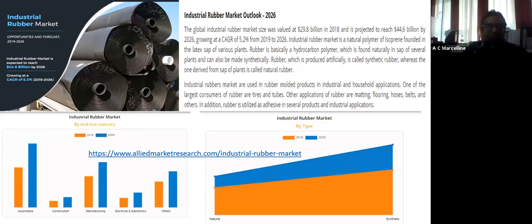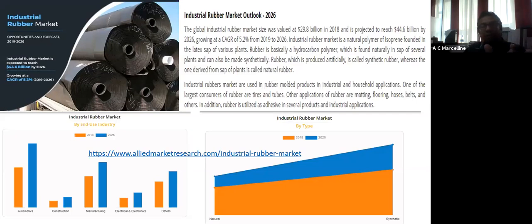the normal rubber. So you could see the difference, natural rubber versus synthetic rubber, on the right side of the screen. And they've given the breakdowns of where they have been used. In the industrial rubber market, what are they used for in 2026, how they are going to make use of it. Automotive is going to be much higher, then construction, manufacturing, electrical and electronics, and also in other elements. Everywhere there is going to be growth within that particular period.